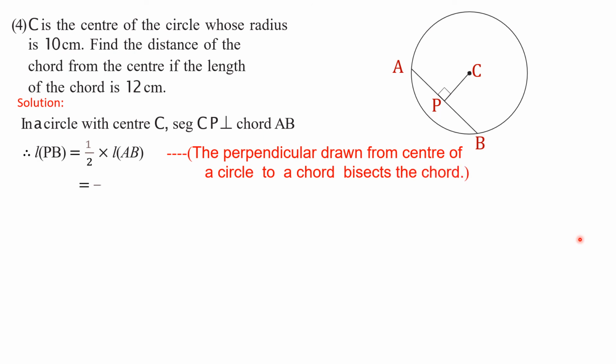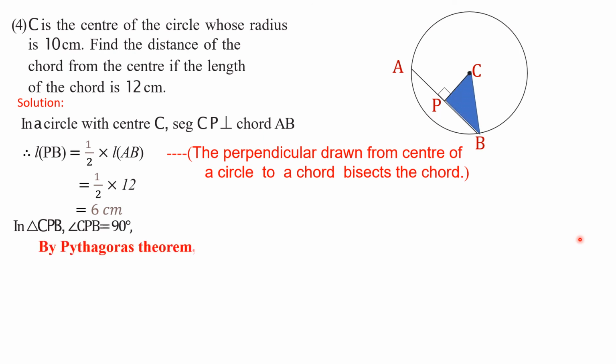Now substitute the values. 1 upon 2 into 12 is equal to 6 centimeter. In triangle CPB, angle CPB is equal to 90 degree. I highlight the triangle. By Pythagoras theorem, CB square is equal to CP square plus PB square. Now substitute the values. Therefore, 10 square is equal to CP square plus 6 square. Therefore, 100 is equal to CP square plus 36.